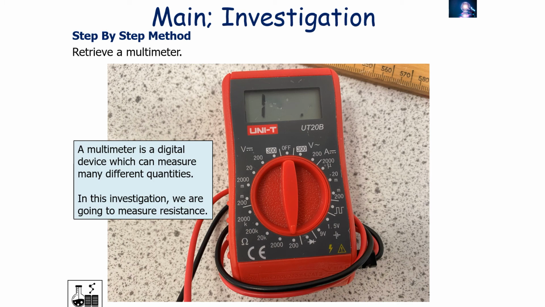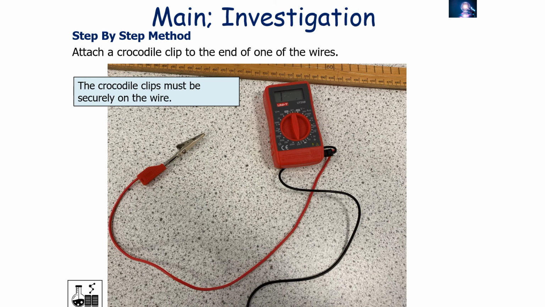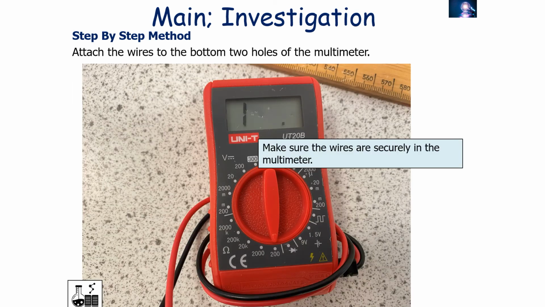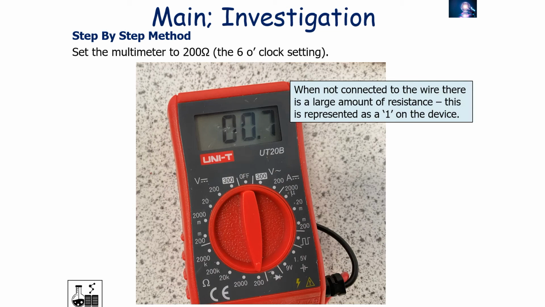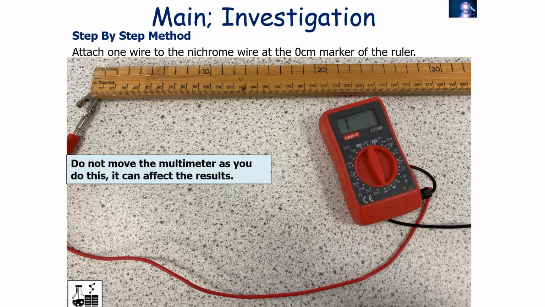You then get a multimeter, which is a measuring device which can measure many different quantities as shown here, and you attach crocodile clips to the ends of the wires. You then attach the wires to the bottom two holes of the multimeter, but if it's not connected, the wires would show a large amount of resistance, which is represented by 1 on the device. You then attach one wire to the nichrome wire at 0 centimeters of the ruler.